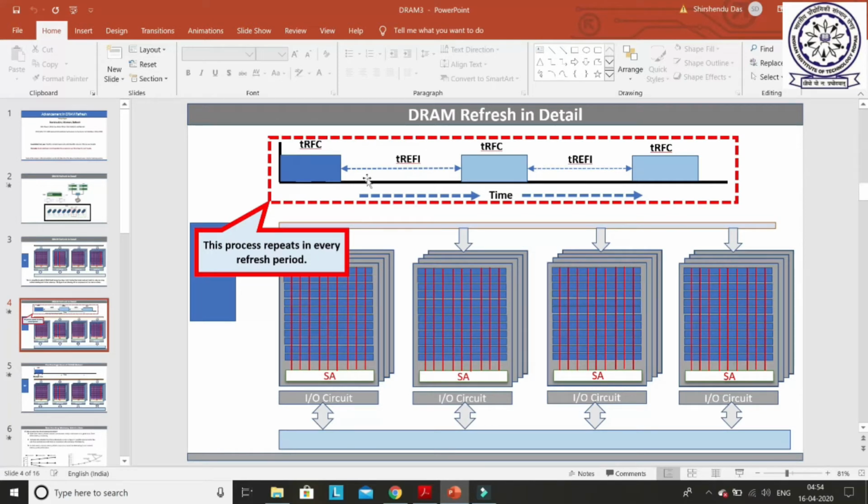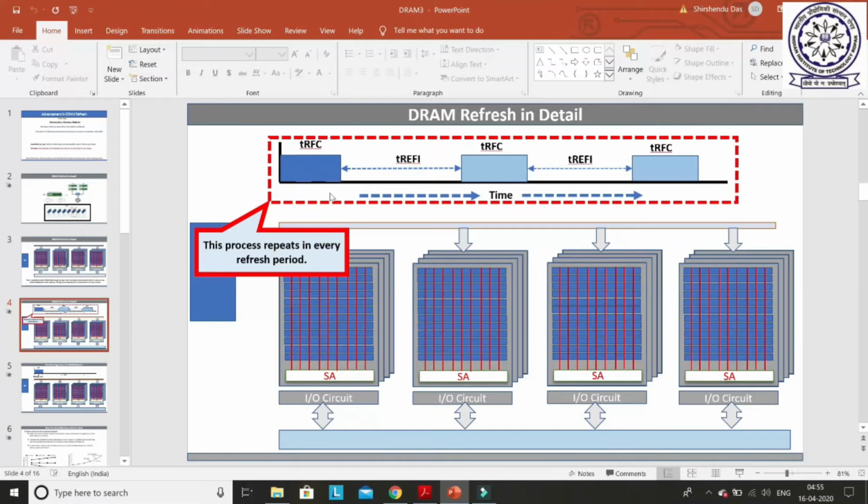So I hope you know the difference between a refresh period and refresh interval. The complete thing is called the refresh period, that is 64 millisecond, or sometimes we also call it retention time. And this is called the refresh interval. So don't mix these two concepts. They are completely different things. The refresh interval is the time gap between two refresh commands, and these concepts I already explained.